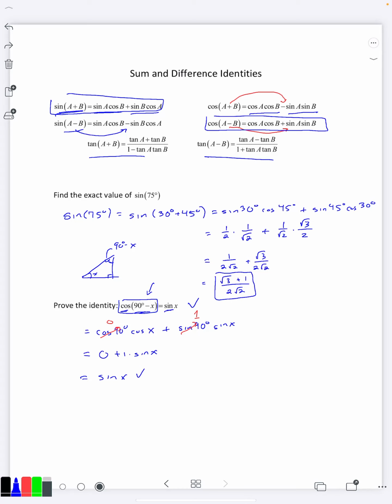So these are very powerful identities, and yet still something I don't really think you need to memorize, more just understand how to apply them.